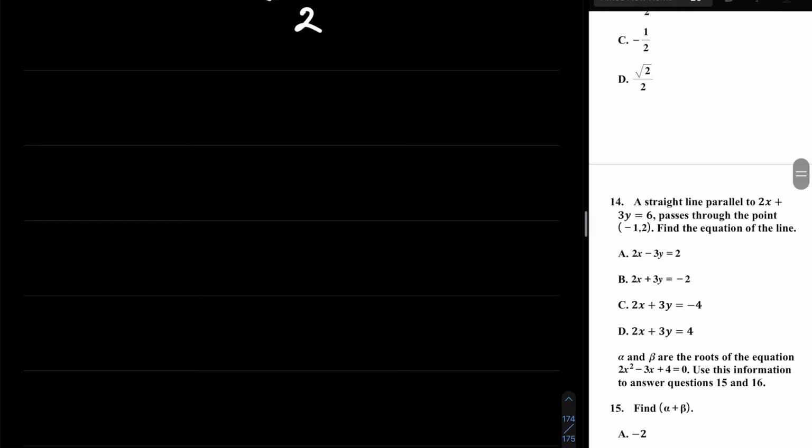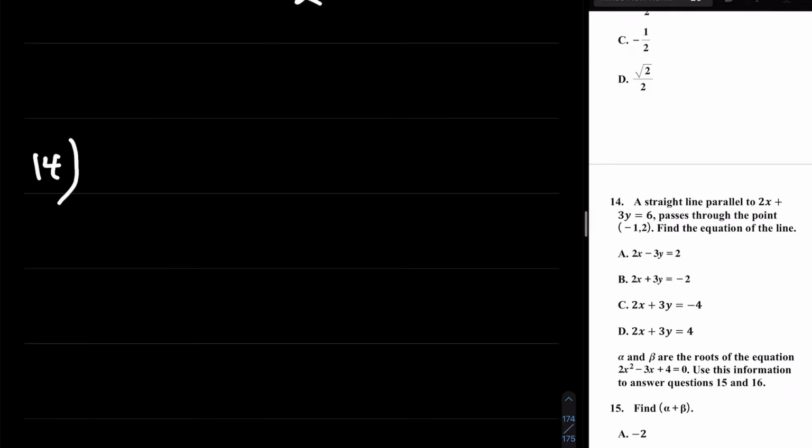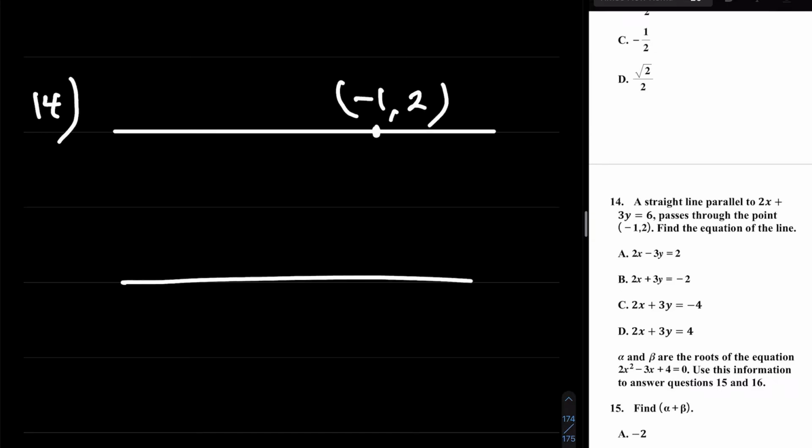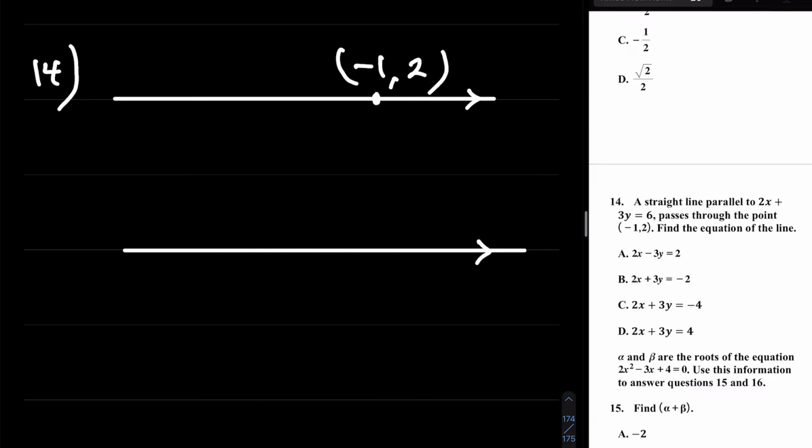Now the next one, which is number 14: a straight line parallel to 2x plus 3y equals 6 passes through the point minus 1, 2. Find the equation of the line. Let this be the line. This is the line that's parallel to 2x plus 3y equals 6. It passes through a point which has coordinates minus 1, 2. And that line is parallel to this line. The equation of this line is 2x plus 3y equals 6.